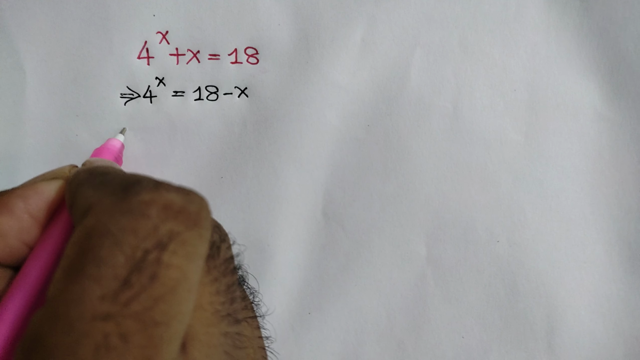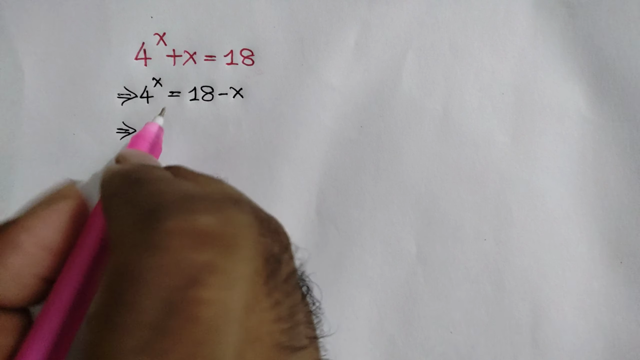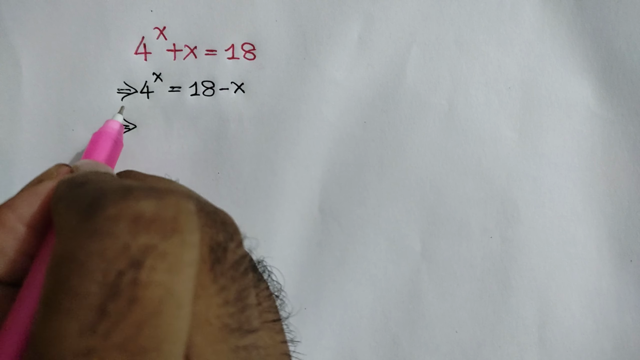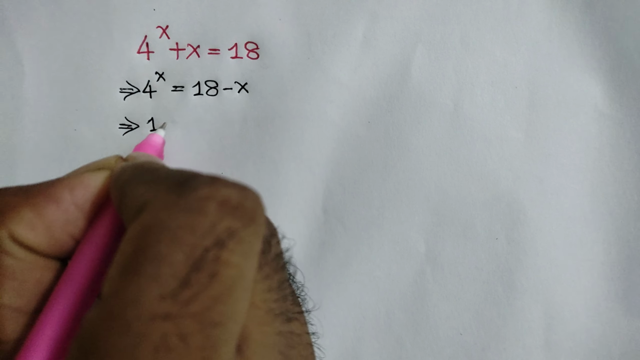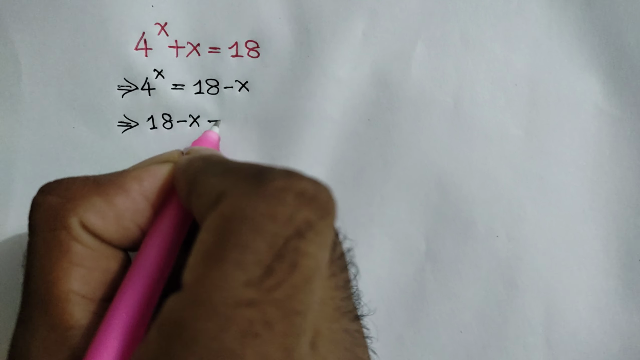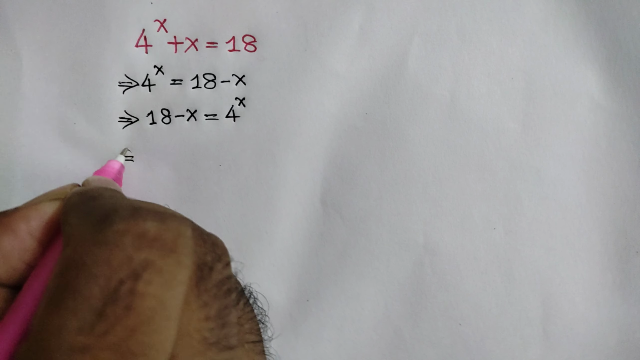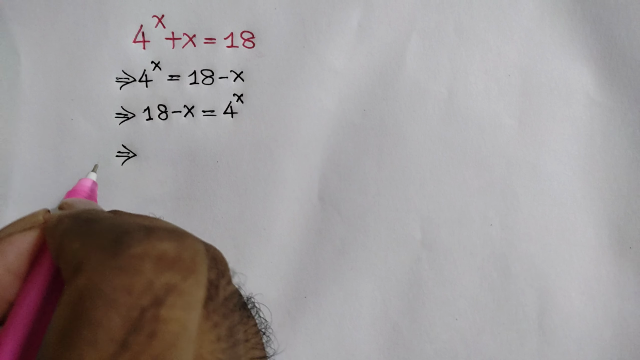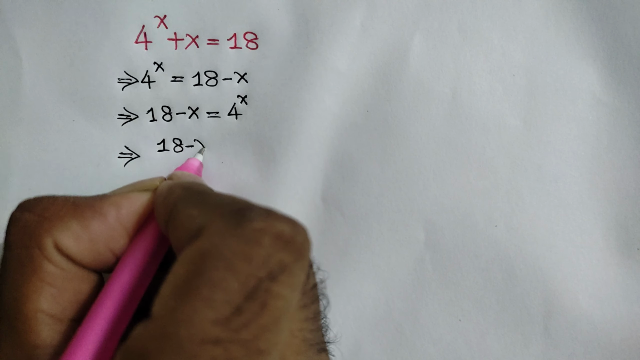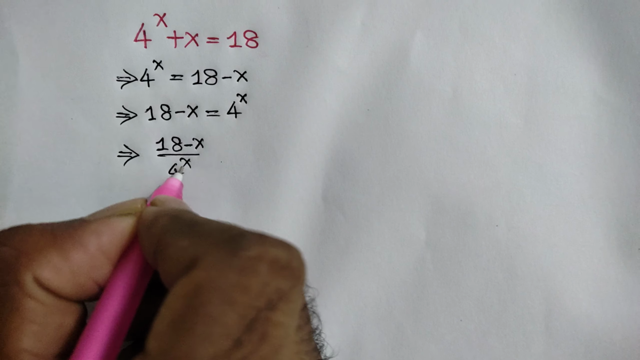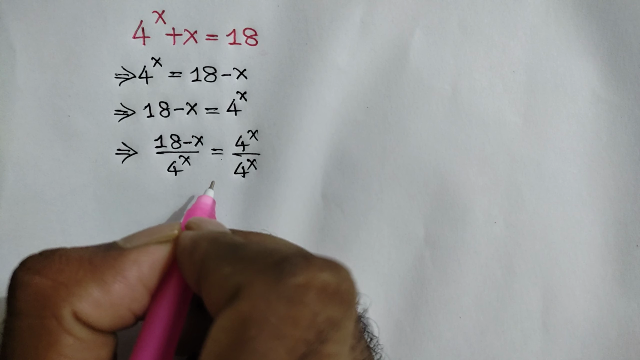Now exchanging sides, 18 minus x to the left side and 4 to the power x to the right side, we can write 18 minus x is equal to 4 to the power x. If we divide both sides by 4 to the power x, we can write 18 minus x over 4 to the power x is equal to 4 to the power x over 4 to the power x.